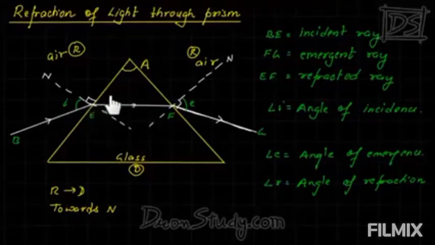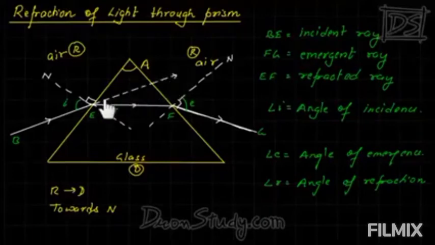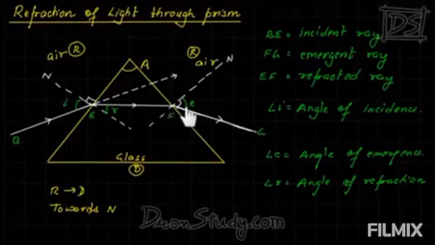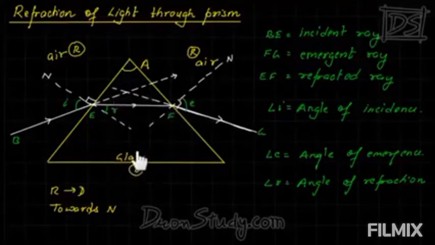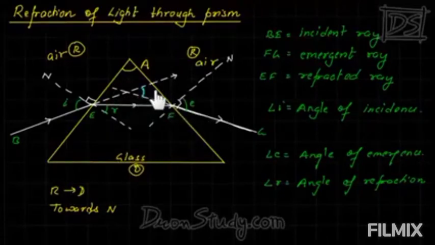light through a prism. So BE is the incident ray, FG is the emergent ray, and EF is the refracted ray. If there is no prism present, the ray BE will go in a straight line. There will be no refraction. The dotted line we have drawn extends the emergent ray upwards. When there is no glass prism, the BE line will go in a straight line, and we extend the emergent ray towards the upward.